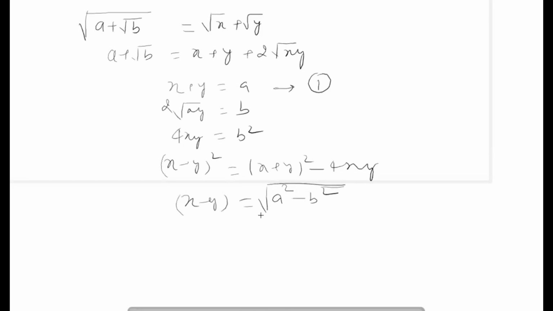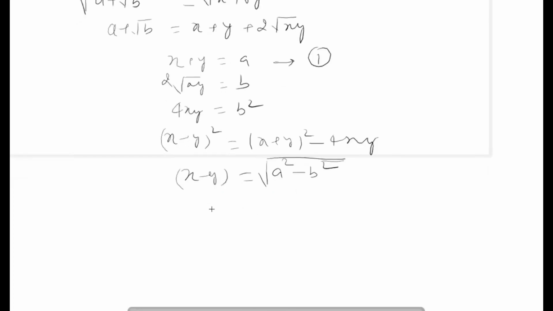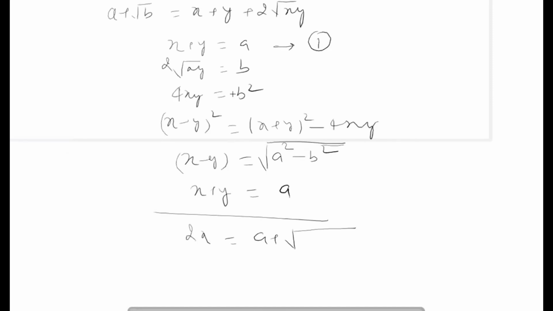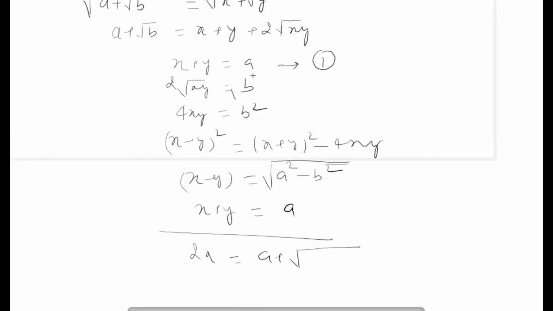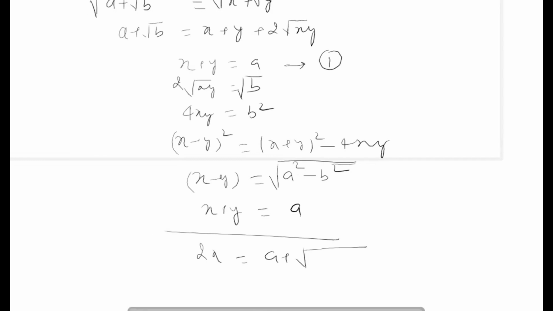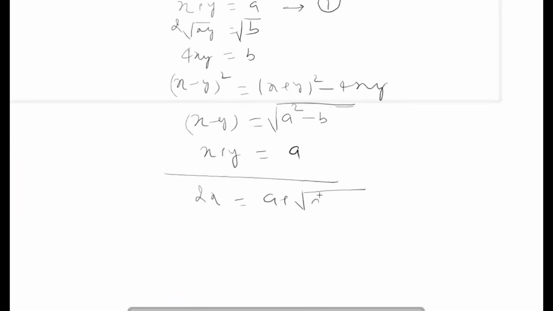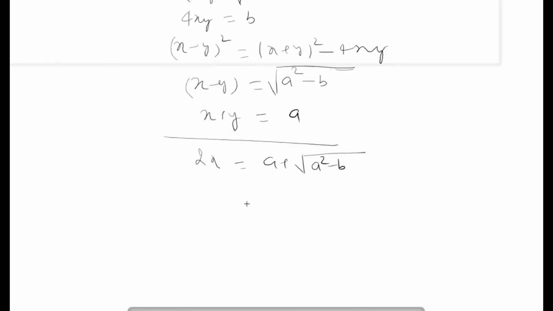So take the square root of this. You can take this as x plus y now, and this is going to be a. Then you want to find x, so you can just sum it up. You will find 2x equals a plus the square root of a square minus b square. Okay, I think this is a mistake here. This is root b. This is not going to be b square, but b only. So this is going to be a square minus b, and what you get is x is a plus the square root of a square minus b, by 2. So this is your x.